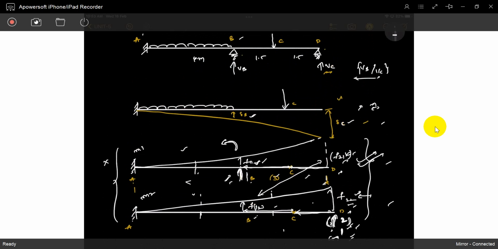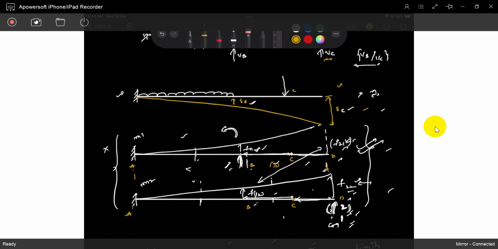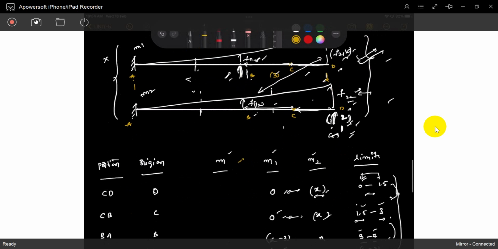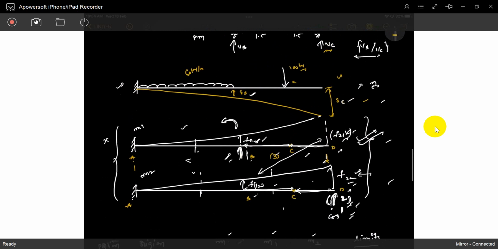Here also the same concept will apply. So how, sir? For this free body also, you have to write down. So it is 60 kilonewton per meter. This is 100 kilonewton. For this free body also, you have to write down the bending moment first. You have to write down the moments in different parts. So first this part, from D to C, what is the moment? No moment. It's a free end. There is no moment.